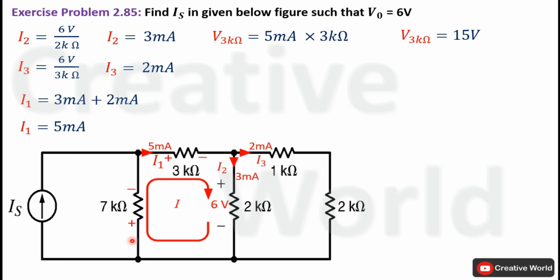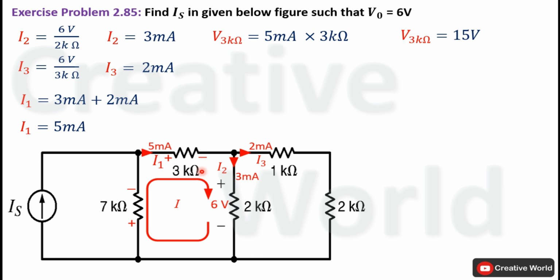Voltage polarity notation across this 2 kilo ohm resistance was already given in this scenario. Across this 2 kilo ohm resistance, 6 volt is appearing with this specified polarity. Voltage polarity notation across this 3 kilo ohm resistance is taken according to the direction of current I1. Current entering terminal is taken with positive sign and current leaving terminal is taken with negative sign.